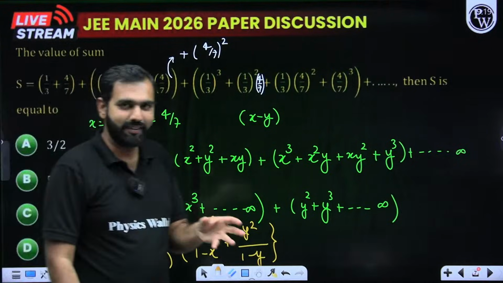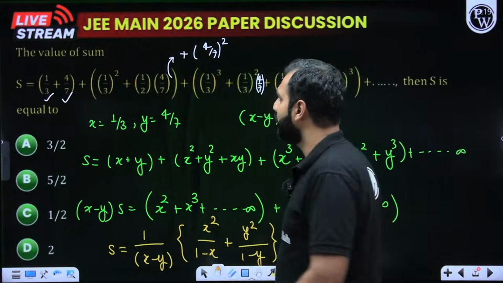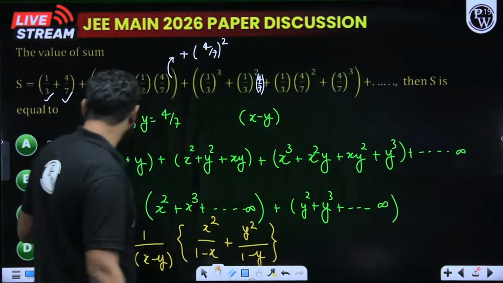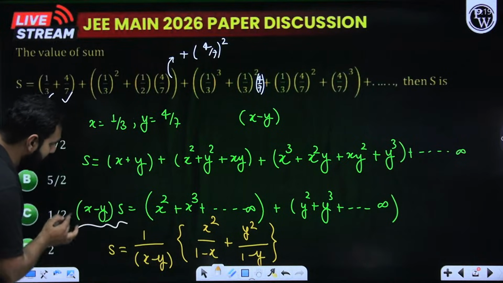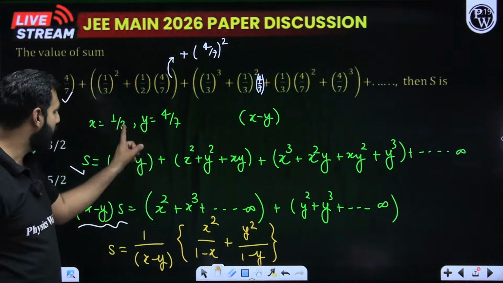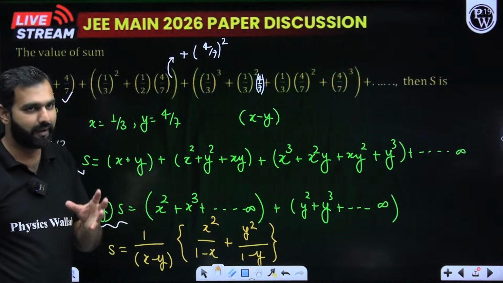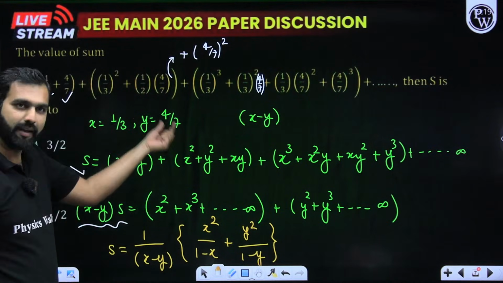See, actually x and y are not x and y. X and y are 1 by 3 and 4 by 7. So do remember that. So here on the left hand side, when I'm multiplying it by x minus y, it becomes s times x minus y. So x minus y you can figure out quite easily. I'm not doing that calculation part. That's great, Surya. I'm glad you remembered. So it will be 1 by 3 minus 4 by 7.